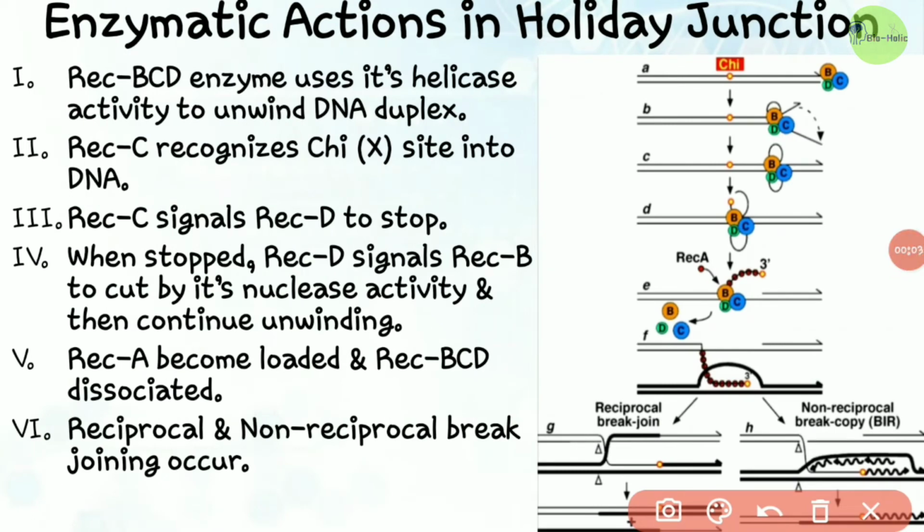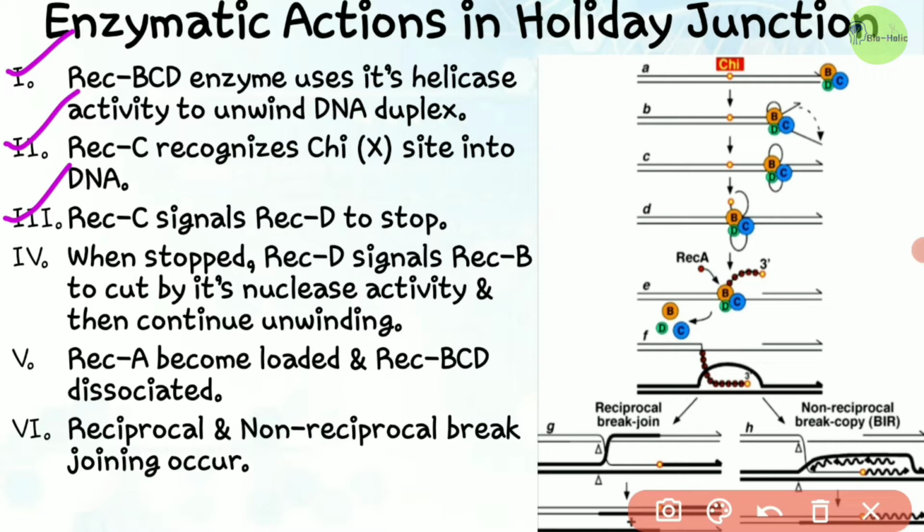Now let's see the enzymatic actions in Holliday junction. So first of all, RecBCD enzyme uses its helicase activity to unwind DNA duplex. Then, after unwinding, RecC recognizes the chi site in the DNA. And why is it called chi site? Because the Greek letter chi looks like a crossover point. Then, RecC signals RecD to stop.